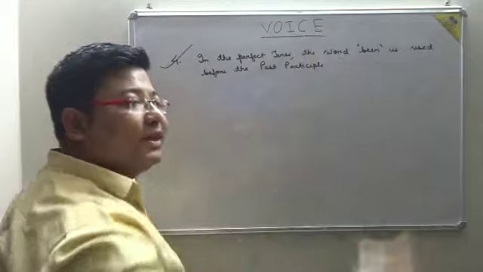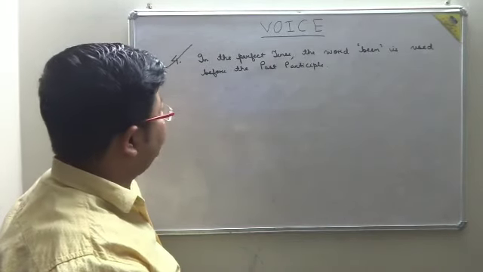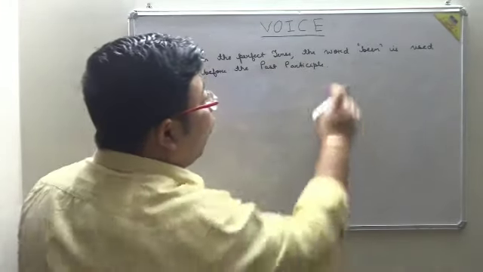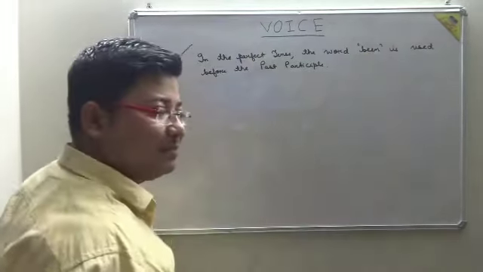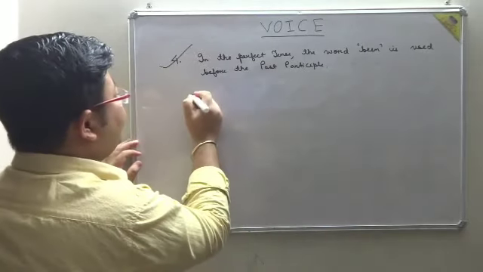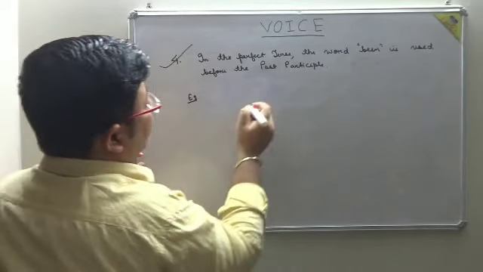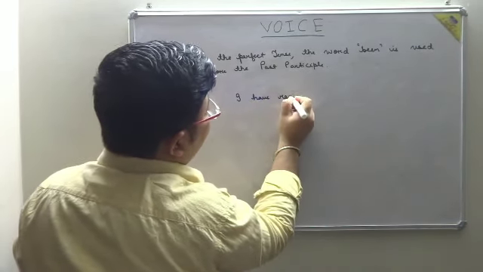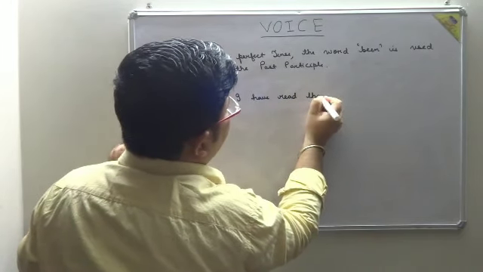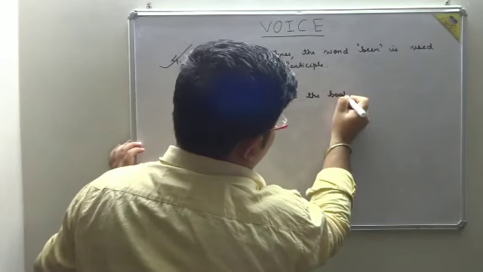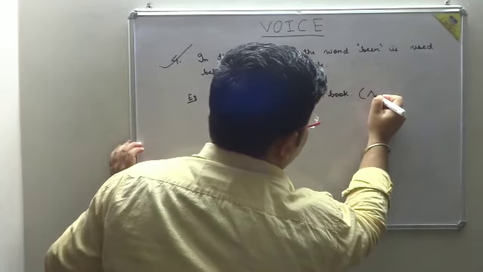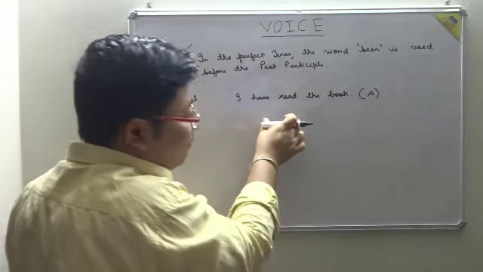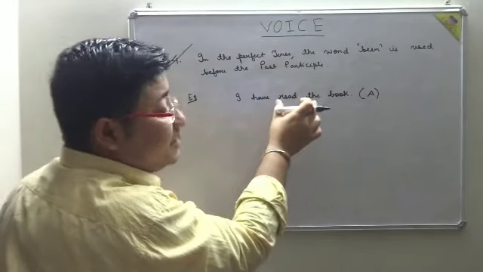See the fourth one. The fourth rule for changing active voice into passive voice. In the perfect tense, whether it is present, past or future, the word been is used before the past participle. I'll give you one example, okay? I have read the book. This is an active voice. I am writing here A. Okay? I have read the book. This is a perfect tense. This is the present perfect.